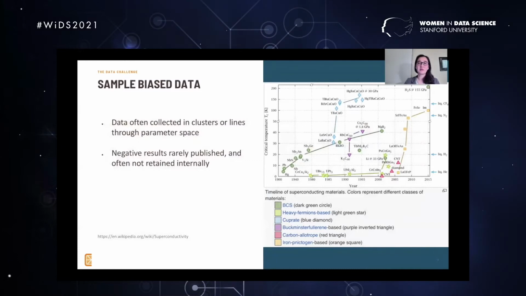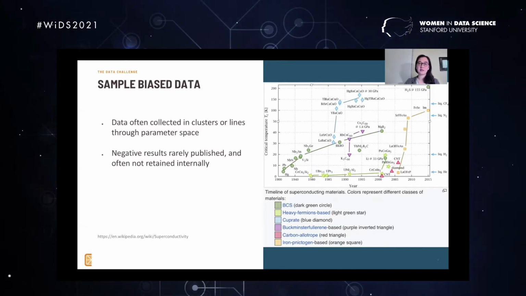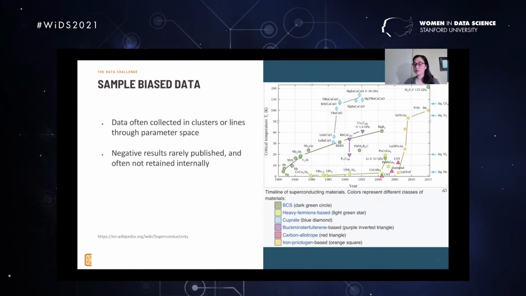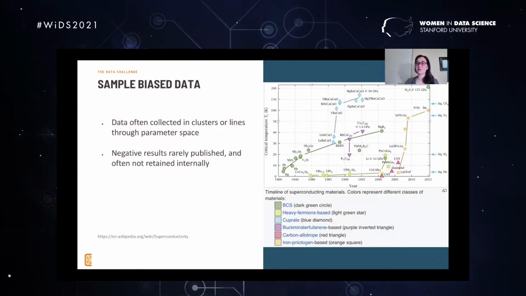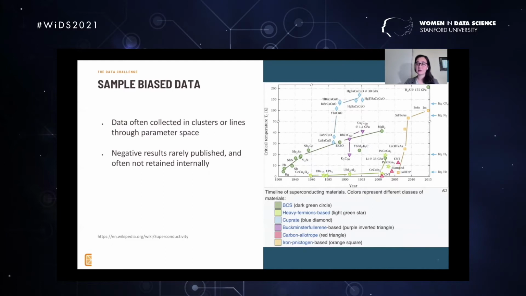A third challenge is that the data in scientific applications tends to be extremely sample biased. Now, sample bias in data is pervasive across a lot of different applications, but there's a couple different common themes in scientific data. The first is that the data are often collected in clusters or in lines. So a scientist might find a high-performing point and try a whole bunch of points neighboring that, or they might just vary a single parameter at a time. The result is that you don't get a very uniformly distributed training data set. Even more problematic is the fact that negative results are rarely published and sometimes not even retained internally.